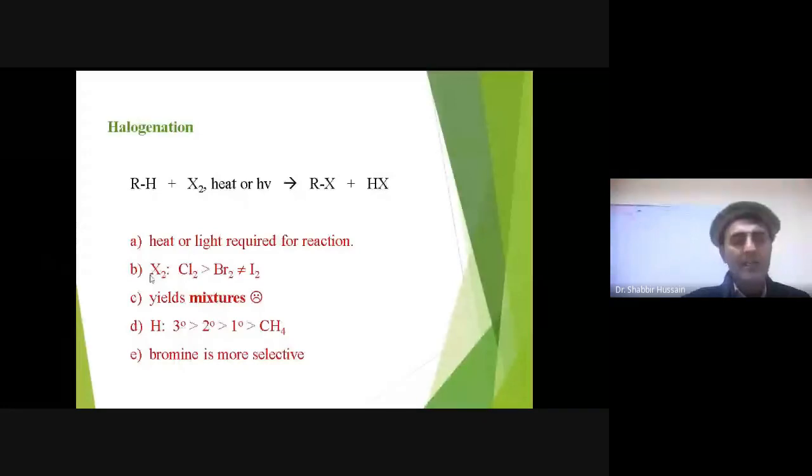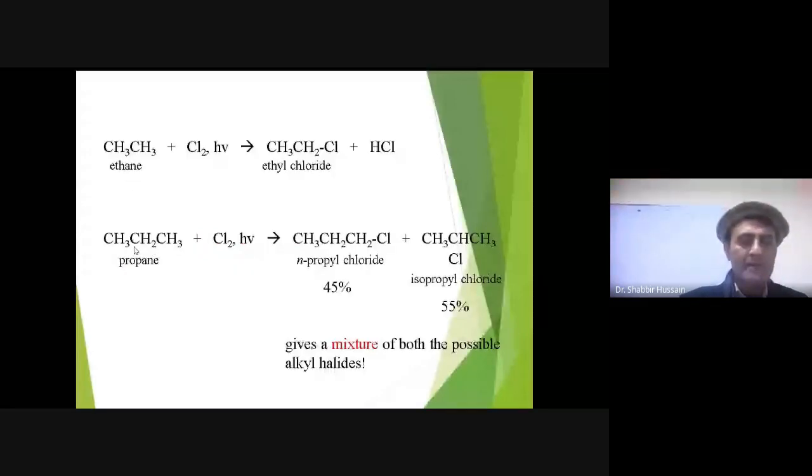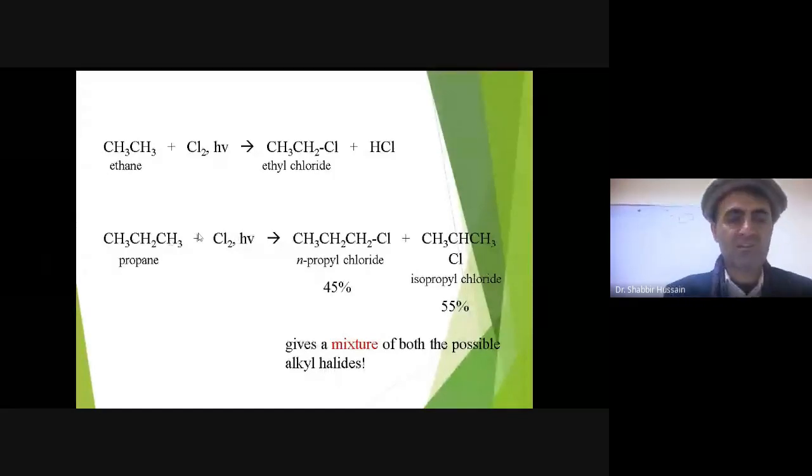The fourth condition is that we have different types of alkanes. You see here propane, the central carbon is secondary. The central carbon is secondary carbon, while its terminal carbons are called primary carbon, right? So which one is more reactive? Does secondary hydrogen substitute with this chlorine first, or primary hydrogen substitute with this chlorine first? This is the question, right?